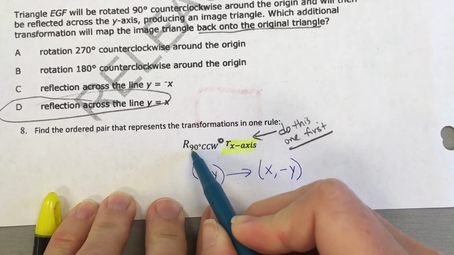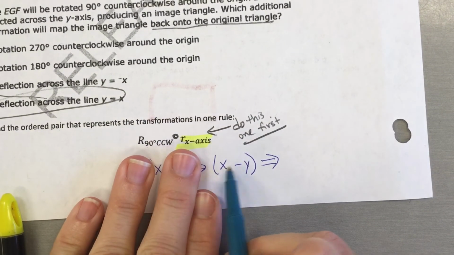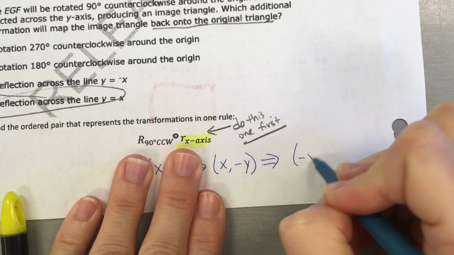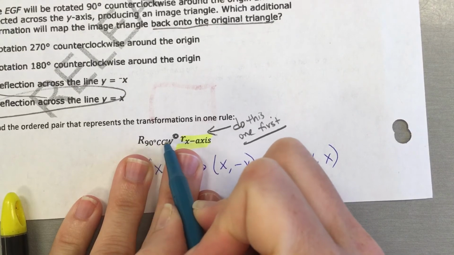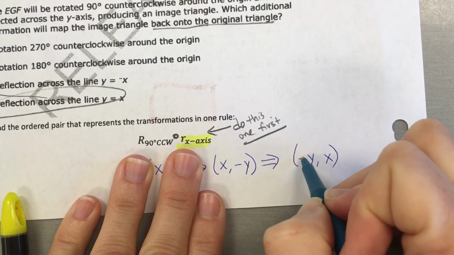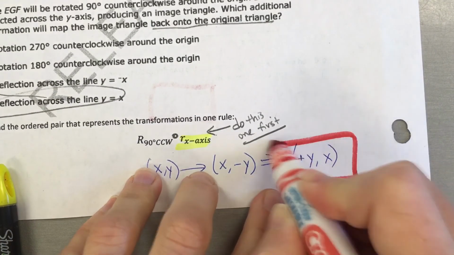And then I need to go 90 degrees counterclockwise. So now you're just looking at this one. So 90 degrees counterclockwise, I know they switch places. And the negative goes in the front, which means if I multiply this by -1, it becomes positive. So that is your answer.